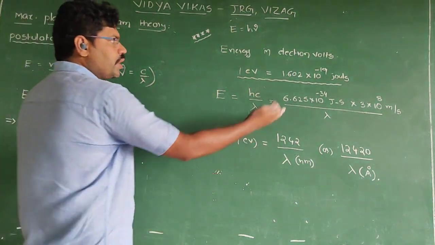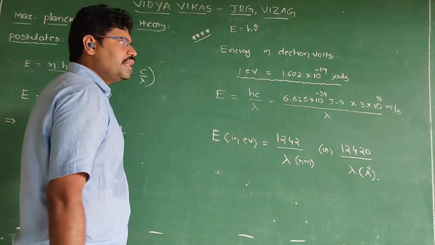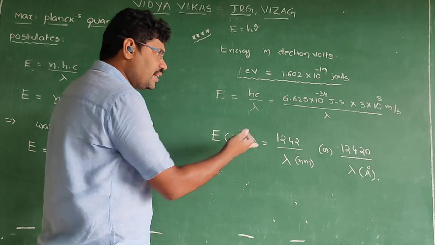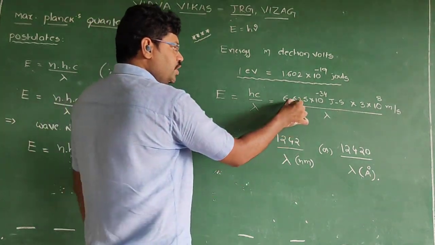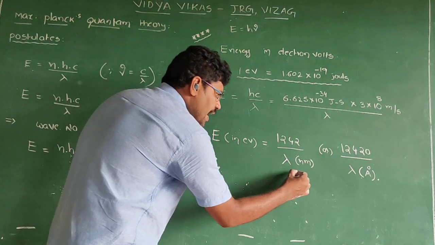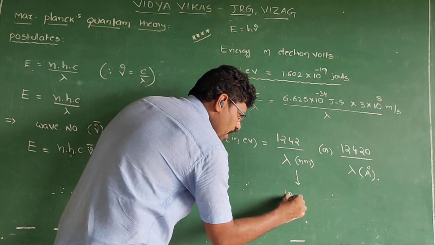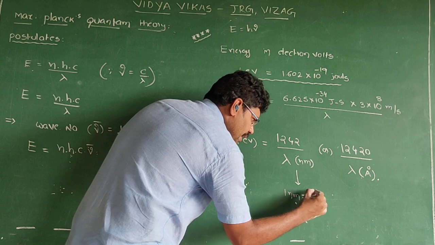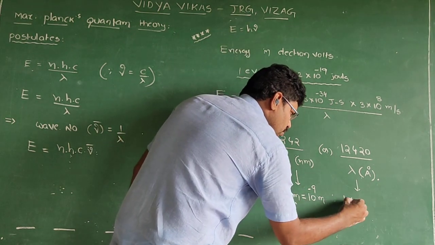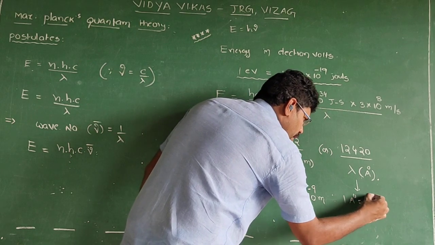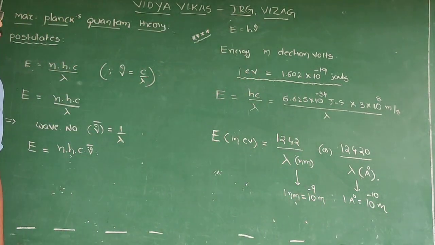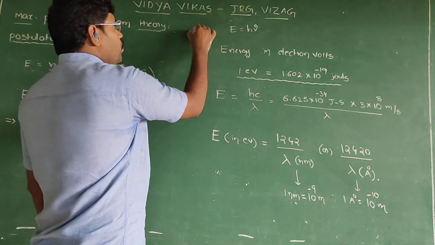Most important one, just look at this relation, that's enough. That relation is enough to bring this value. We know the calculations very well. We just divide with 1.602 into 10 power minus 19, that's enough. What are nanometers, dear students? We already know 1 nanometer means 10 power minus 9 meters. What are angstroms? 1 angstrom means 10 power minus 10 meters. So these are important formulas from the objective point of view.